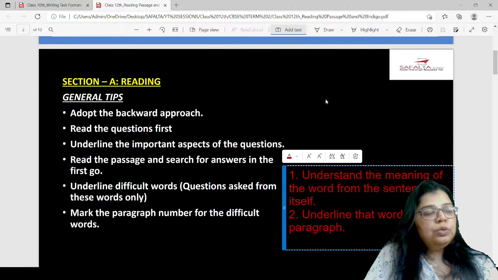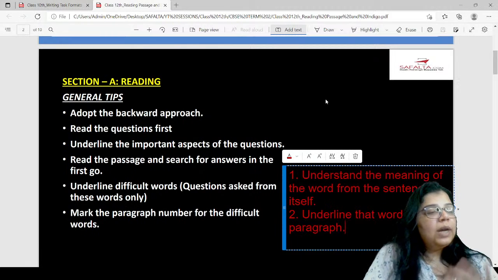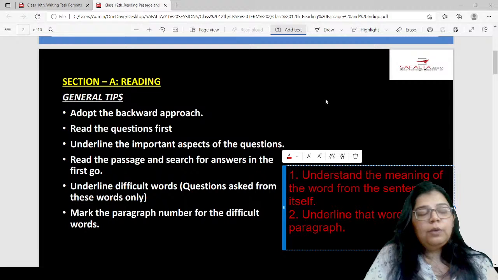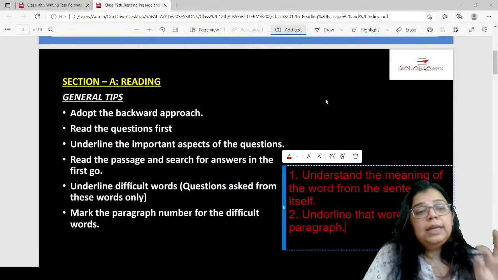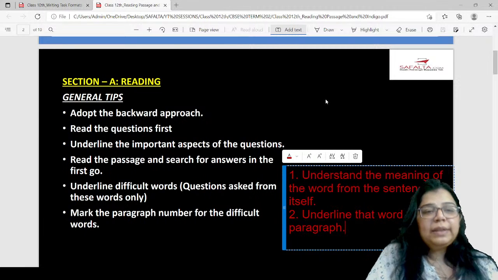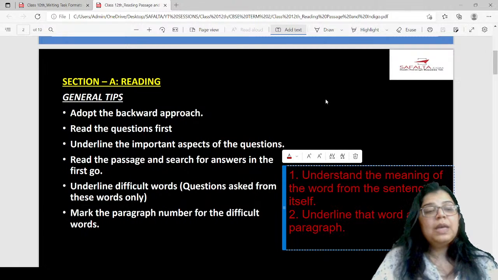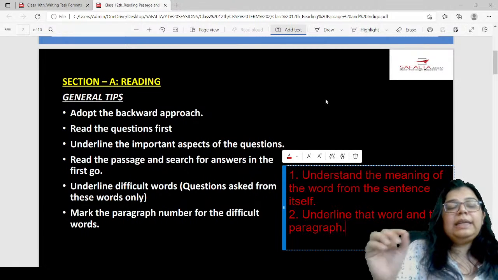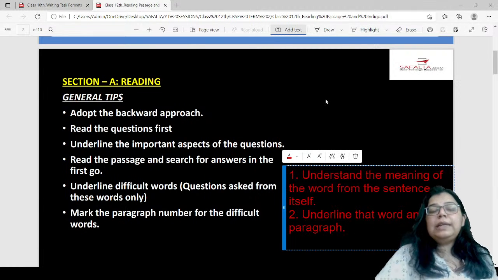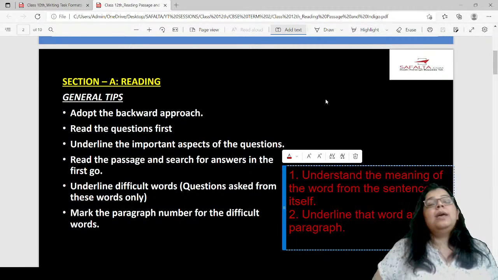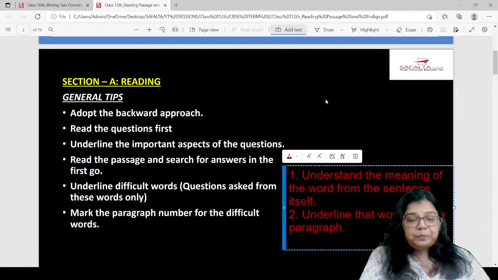So what are you going to do? You are going to use two techniques. First is you are going to understand the meaning of these words from the sentence given. If you don't understand, please remember one thing, that the answer to your vocabulary related questions will be given in the paragraph number that is specifically mentioned in the question, and that is mentioned in all the vocabulary related questions. So you would not have a problem.